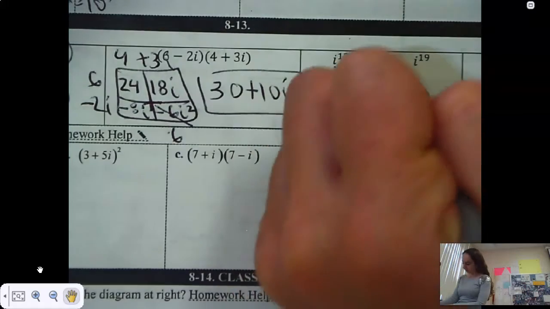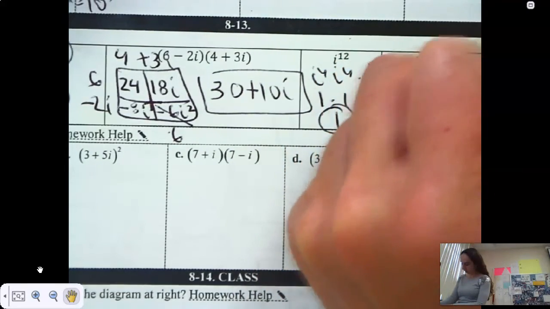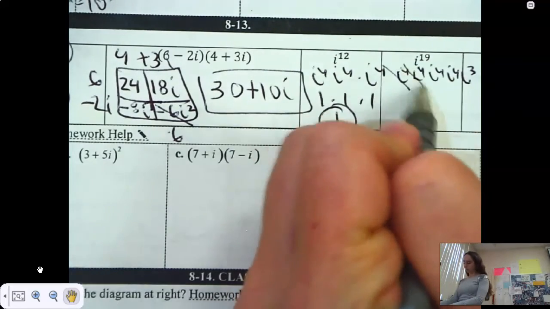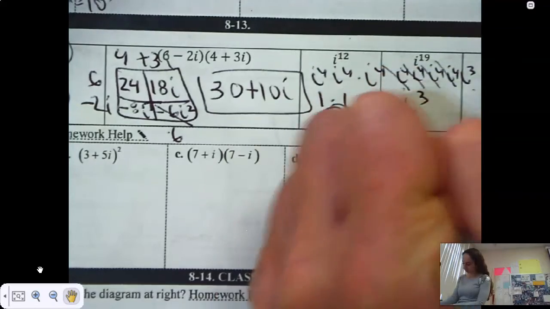This one I have i to the 4th, i to the 4th, i to the 4th, i to the 4th, i cubed. i to the 4th is 1, 1, 1, 1. i cubed is negative i.